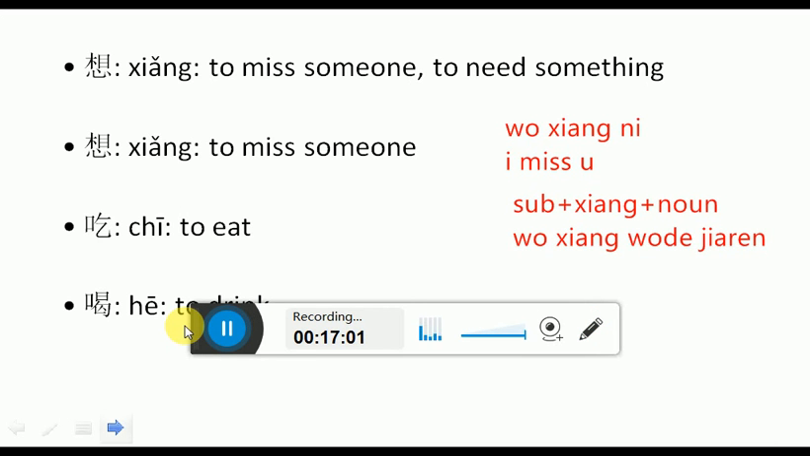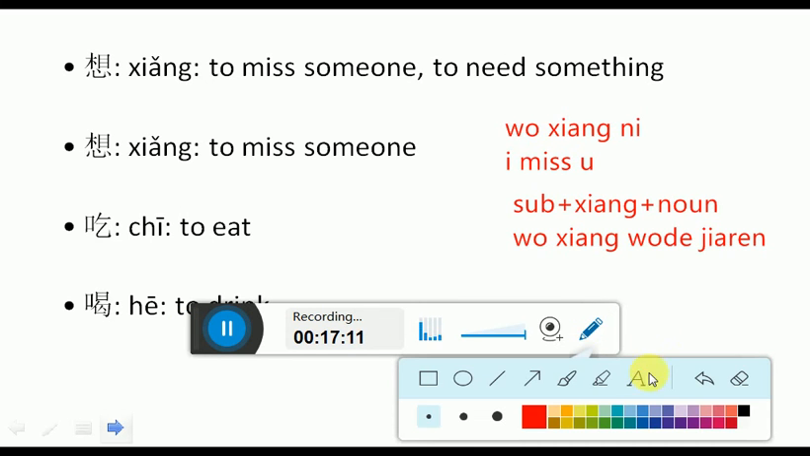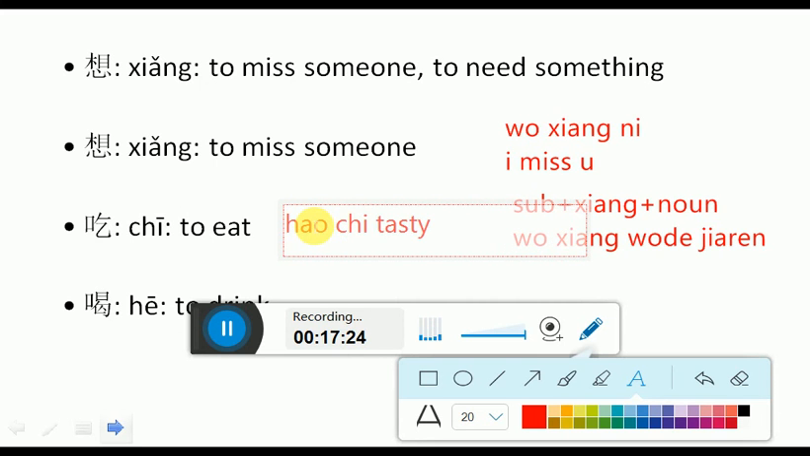Next word is Shr. Shr means to eat. How shr tasty. How shr tasty. So shr means to eat.